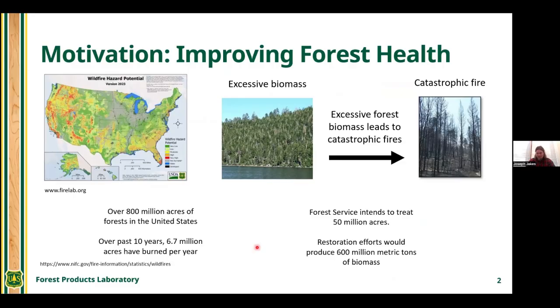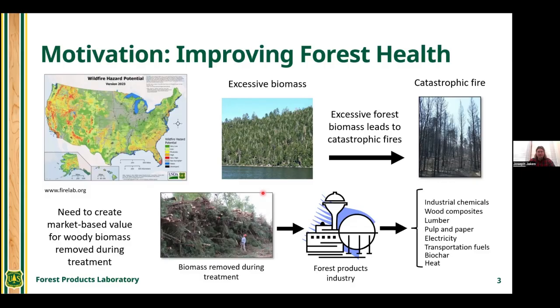In the United States, we have some issues with catastrophic wildfires. What causes these catastrophic wildfires is an excess of biomass in the forest. When naturally occurring wildfires come through the forest, they burn hot and even kill all the mature trees. So the Forest Service intends to treat about 50 million acres. One thing to keep in mind is that a restoration effort, in addition to cost, would also produce about 60 million metric tons of biomass.